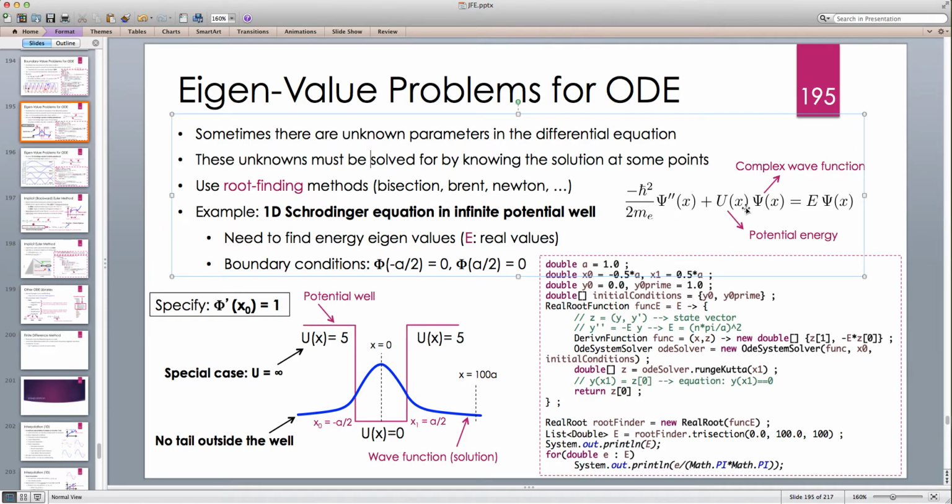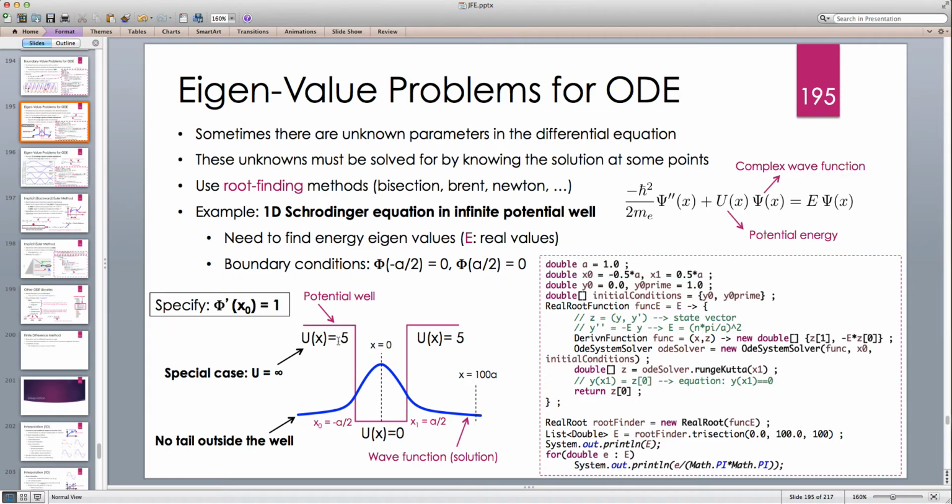But we do know the distribution of potential energy, and we also have these coefficients, the rest mass of the electron and the reduced Planck constant. So we're looking for E and also the wave function. E is a parameter in the differential equation that is unknown. So these unknowns must be solved for by knowing the solution at some other point. And we already know that.